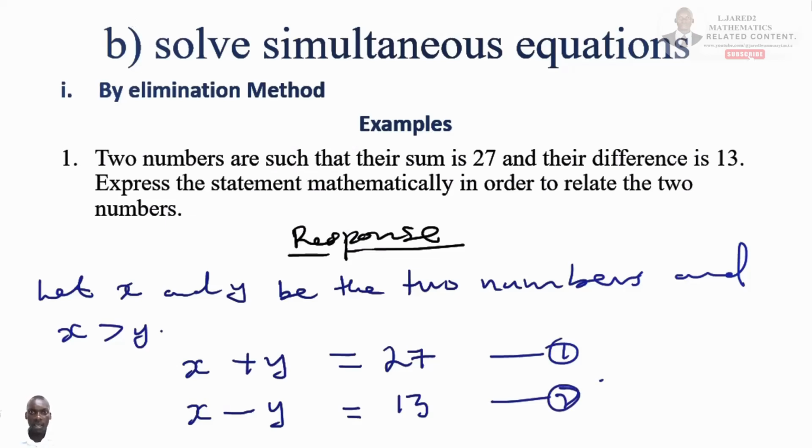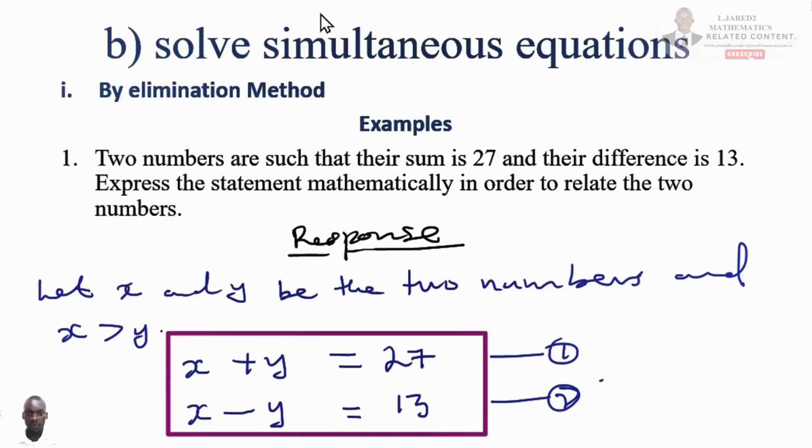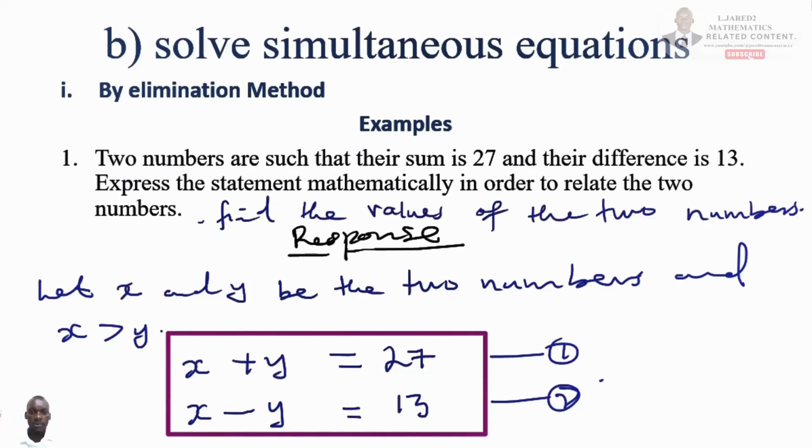And now in here, these are the simultaneous equations we want, and therefore we are going to use these ones to determine or find the numbers. So the question here, let me modify. We have to find the values of the two numbers. So let us proceed. Remember our simultaneous equations are x plus y equals 27, and then x minus y equals 13. We are going to solve these two simultaneous equations by elimination method.